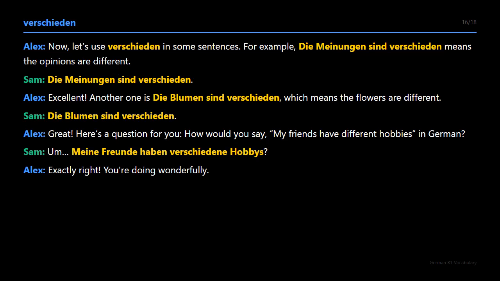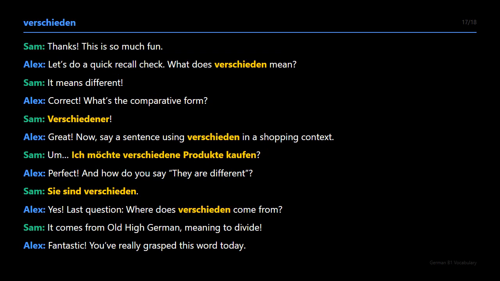Great. Here's a question for you. How would you say, my friends have different hobbies in German? Meine Freunde haben verschiedene Hobbys. Exactly right. You're doing wonderfully. Thanks. This is so much fun.